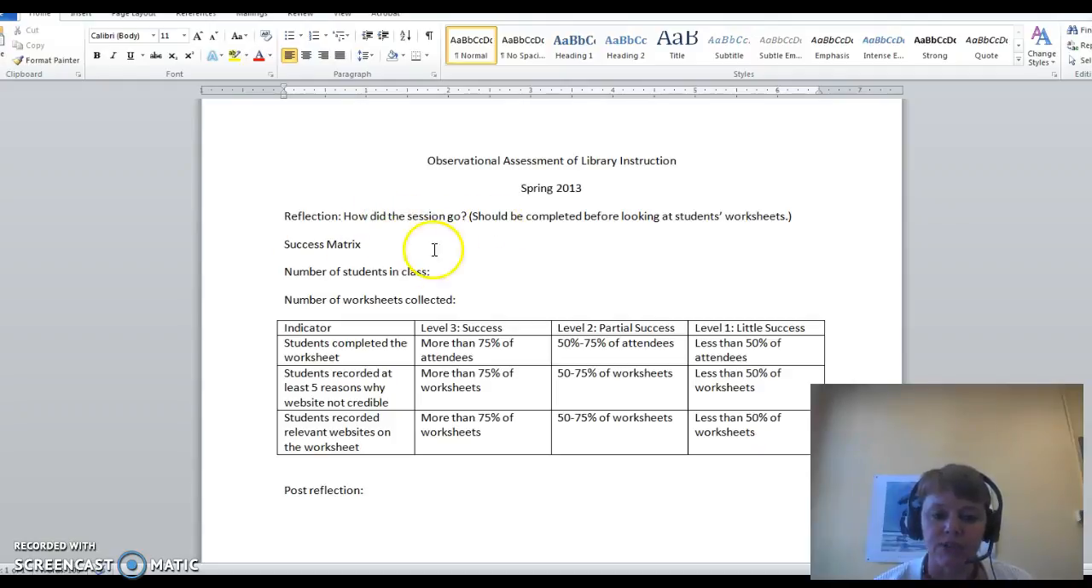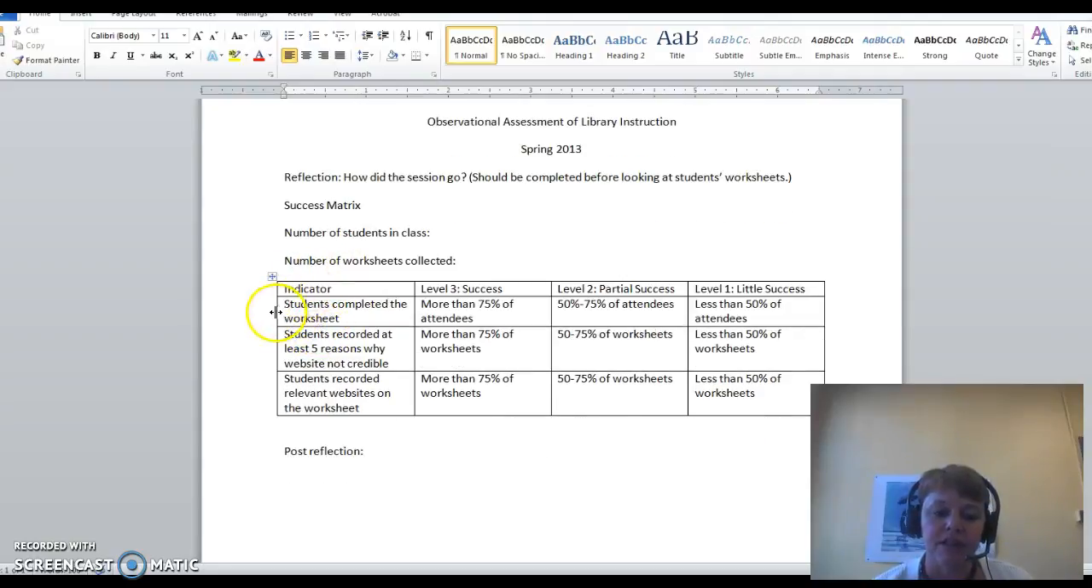How the session goes, so that's what the librarian would write about. And then we have our indicators. The students completed the worksheet was our first indicator, and that may seem really low level, but one of our challenges at our university is student engagement, and we wanted to see if students actually were even completing the worksheets, so that was a way for us to measure some engagement.